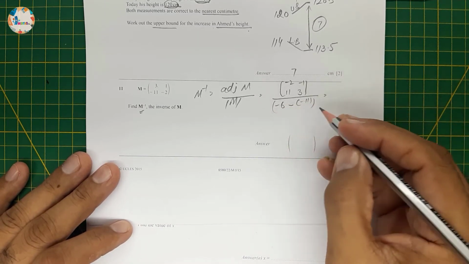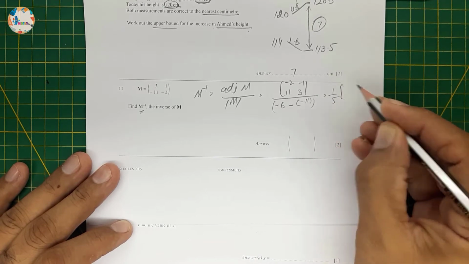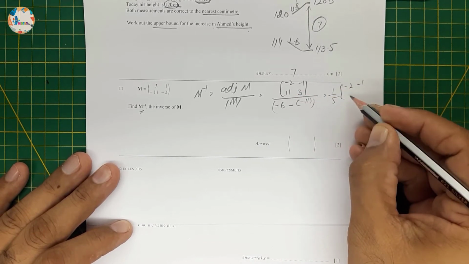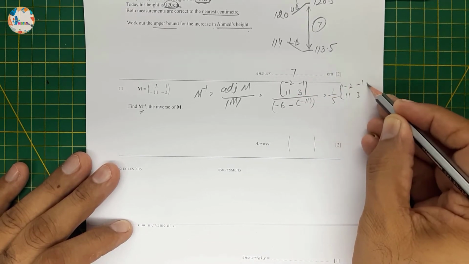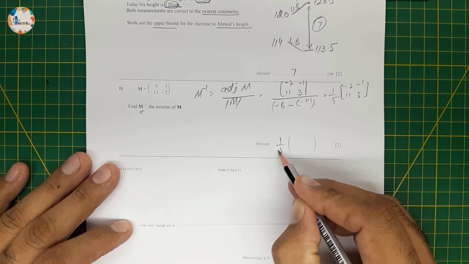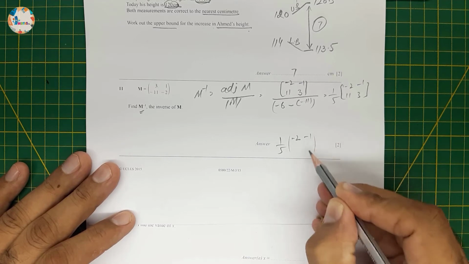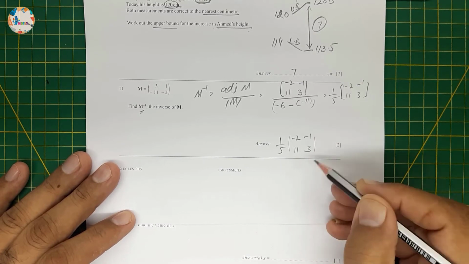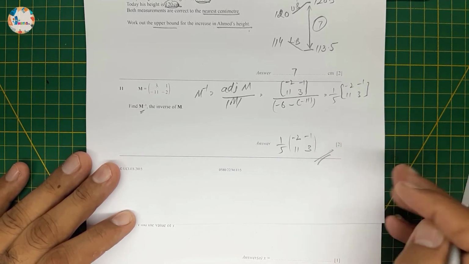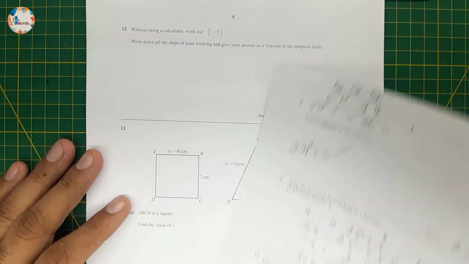So plus 11 minus 6 will be 5. So we can write here 1 over 5 into the matrix minus 2, minus 1, 11 and 3. This will be our final answer. Hopefully you understood this.